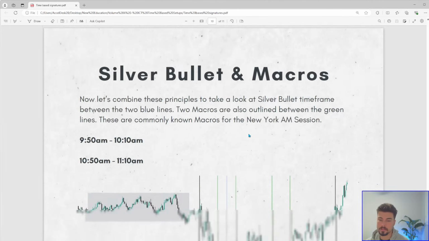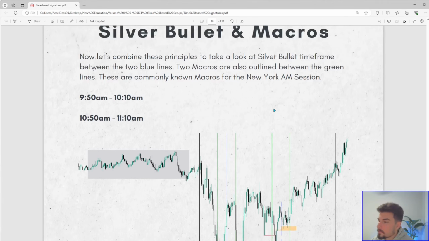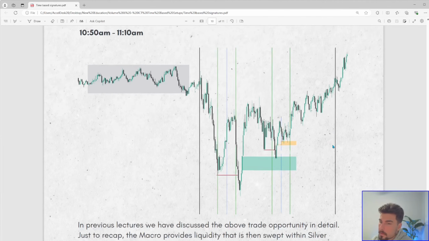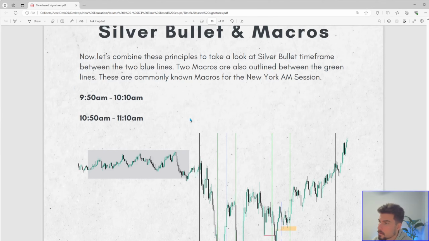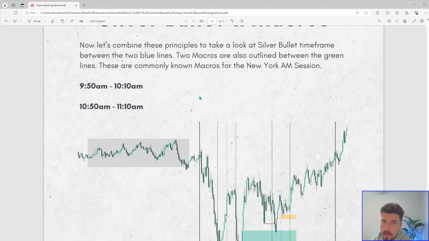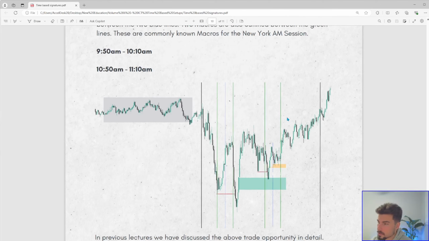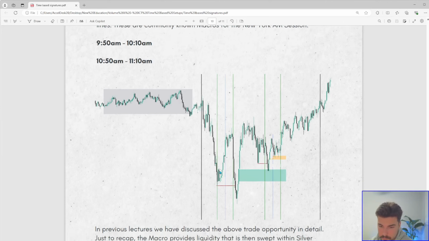Let's take a look at some more examples here. I've now narrowed that down, right? So in between these two black lines, that's silver bullet. These are now our macros, right? These are our macros. So 9:50 to 10:10 and 10:50 to 11:10. So I want to combine all these concepts, but just illustrate to you that it applies in all sessions, guys. So I personally trade the London session, but if you trade New York, it applies there too. So we can talk about it here.